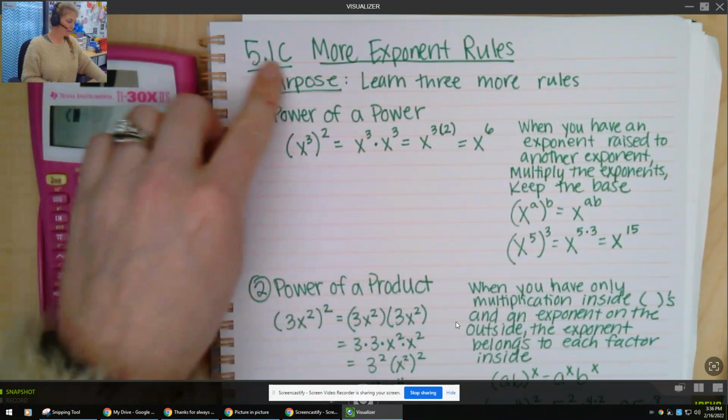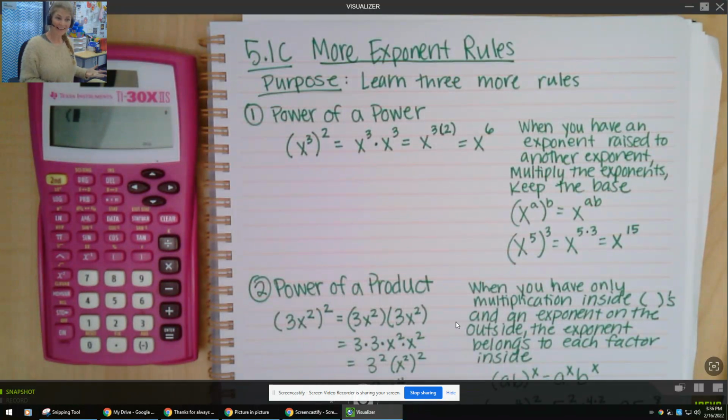We're going to be going over the 5.1c lesson today, more exponent rules. Our purpose is to learn 3 more rules from the 2 that we learned last time. The first rule we're going to be learning is called power of a power.